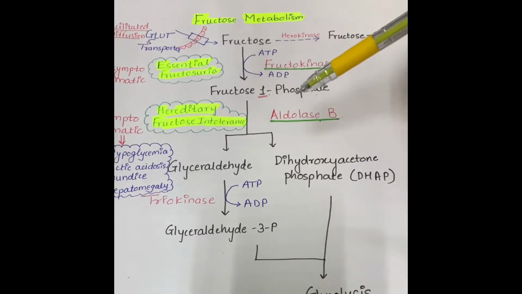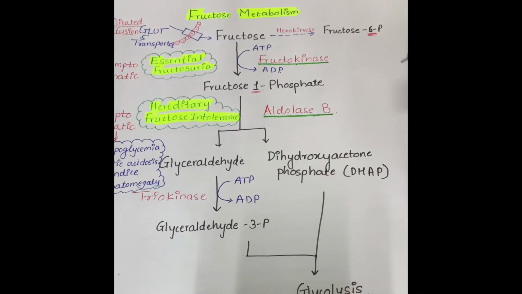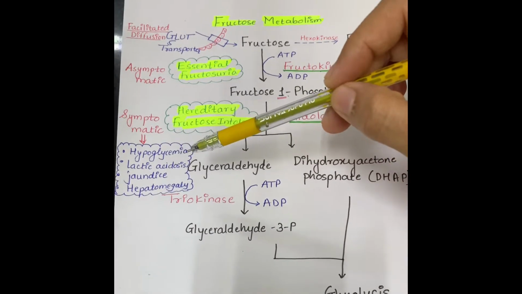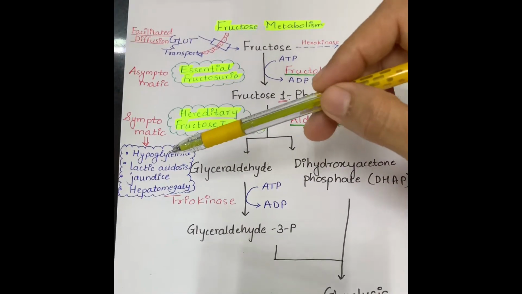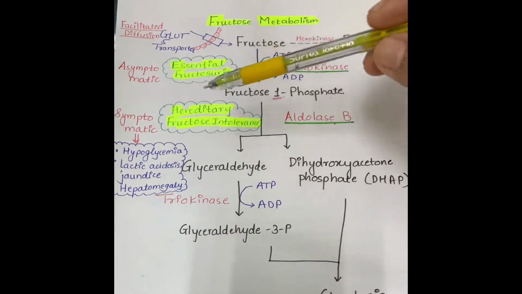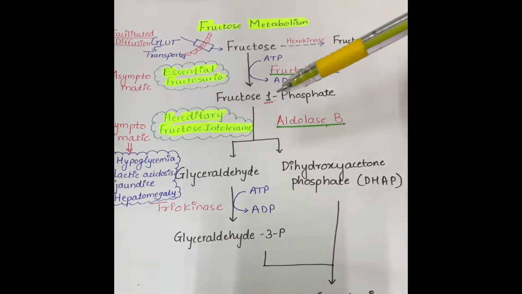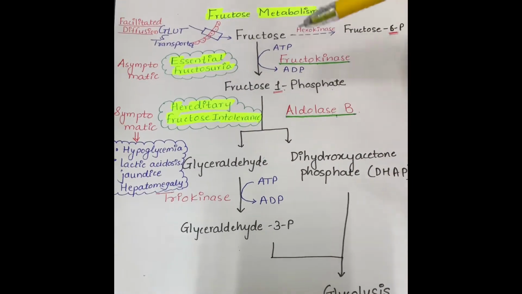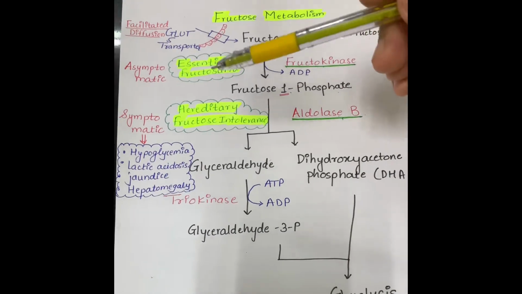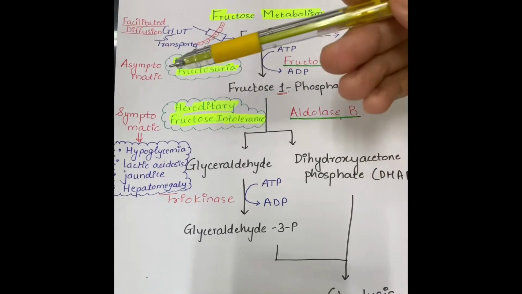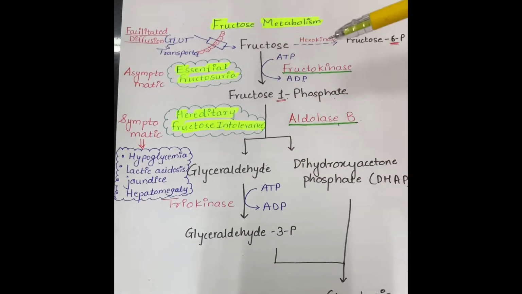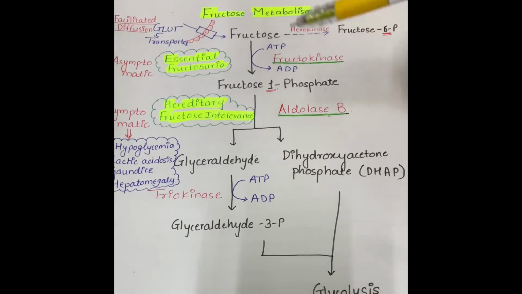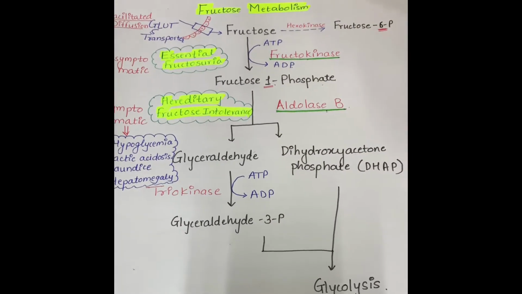Due to the depletion of ATP, glycogenolysis and gluconeogenesis get shut down. So, it leads to hypoglycemia and consequently jaundice, hepatomegaly, and lactic acidosis. And if the patient consumes a high fructose diet, they will show the signs and symptoms of hypoglycemia. So, these two enzymes are important. The treatment for this aldolase B deficiency is avoidance of a high fructose diet.